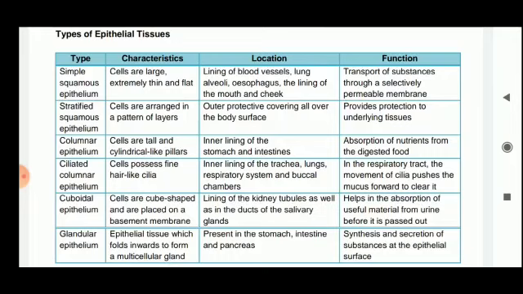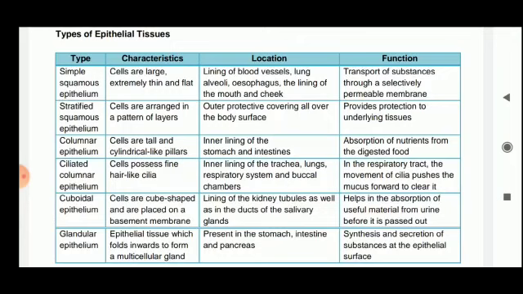Simple squamous epithelium is basically those tissues whose cells are large, extremely thin and flat, and its location is found in the lining of blood vessels, lung alveoli, esophagus, the lining of the mouth and cheek. And its main function is what? Transport of substances through a selectively permeable membrane.